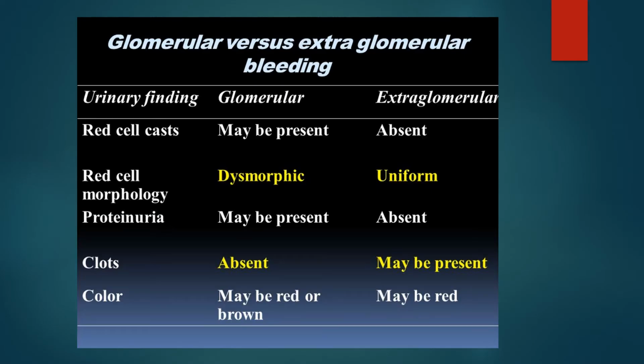This is a table that highlights the urinary findings that can be helpful in differentiating glomerular from non-glomerular hematuria. So in glomerular hematuria, red cell casts may be present and the red cell morphology is generally dysmorphic. Proteinuria may be present, indicating abnormal glomerular filtration, and clots are generally absent. Glomerular hematuria may be red or coke-colored. Now, extraglomerular hematuria generally will not have red cell casts, and the red cell morphology will be normal. Proteinuria should be absent, and there may be clots, and the color of the blood is generally red.